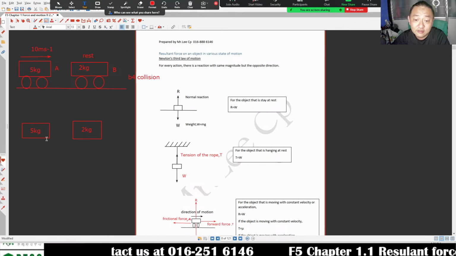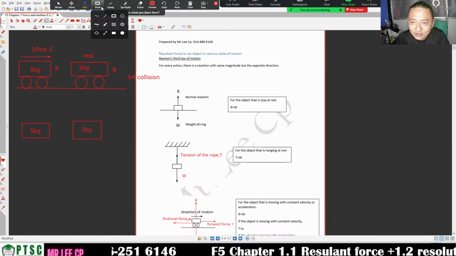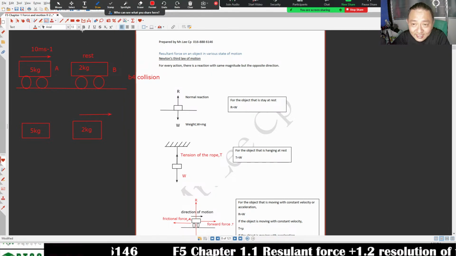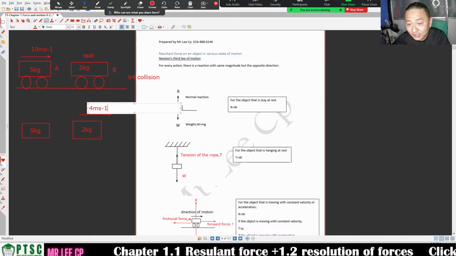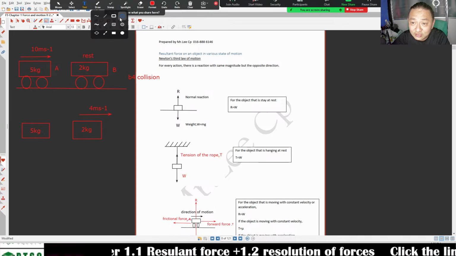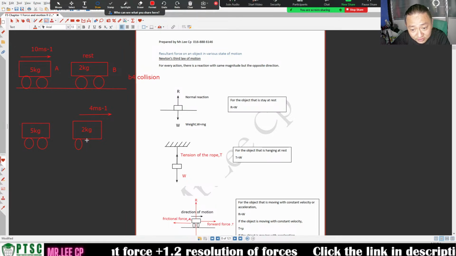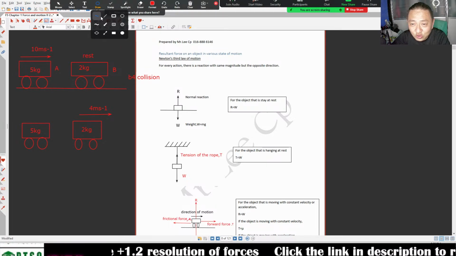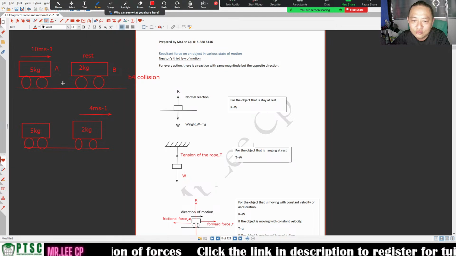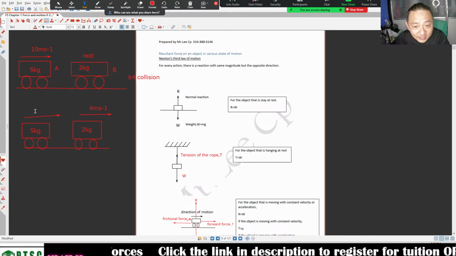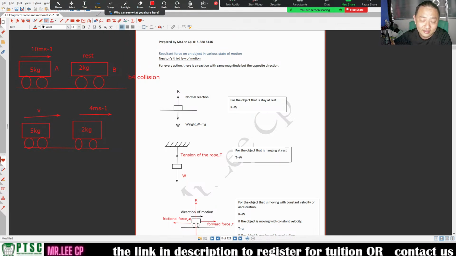Before they hit each other, and then after they hit each other, the one that was at rest will start to move. We know this is the principle of conservation of momentum. Trolley A hits B, then A is going to slow down. They will ask you to calculate the velocity of A. So how am I going to calculate?